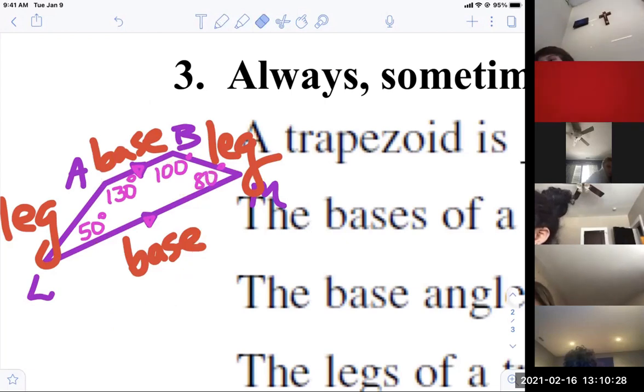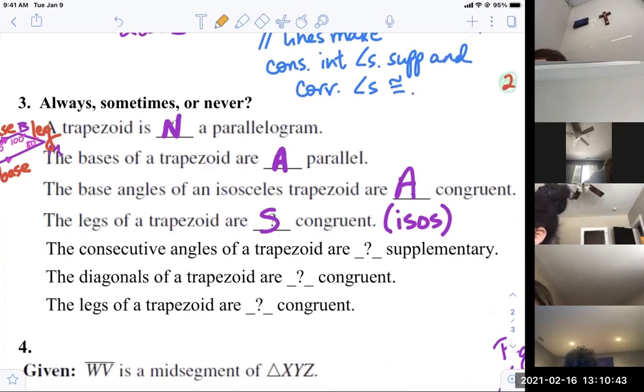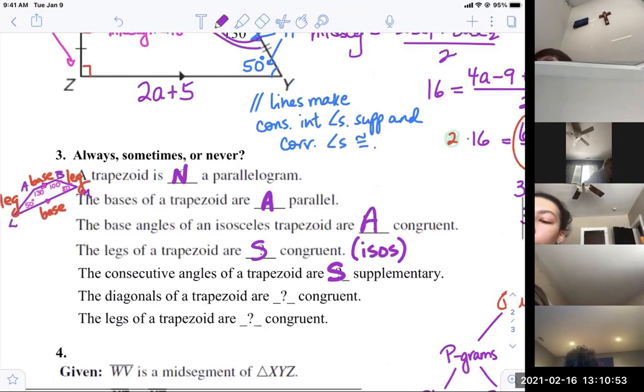Remember, that was a way to prove parallelograms: if you had consecutive angles all the way around that were supplementary, that made it a parallelogram. So in a trapezoid, that will be sometimes, because consecutive angles can't all be supplementary. They're not always going to be supplementary, but you will have two pairs, whether it's isosceles or not.